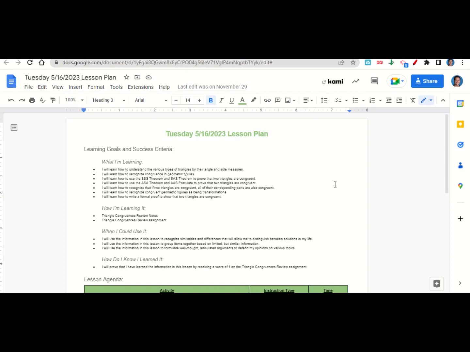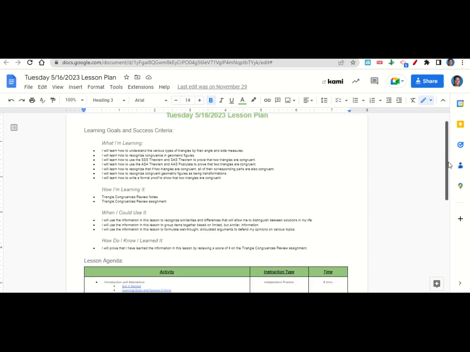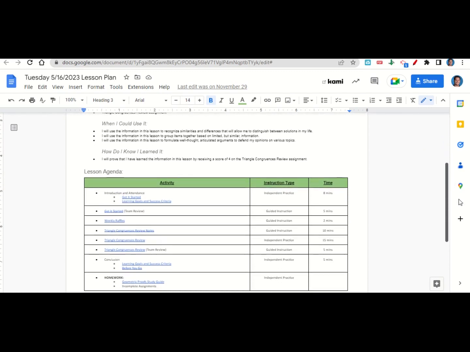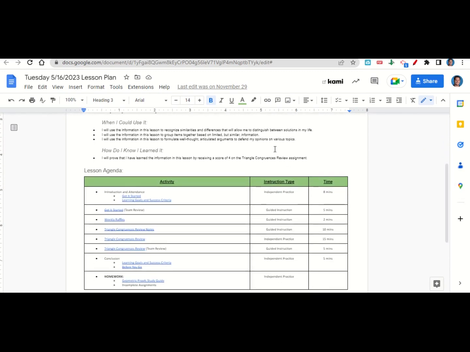How do you know you learned it? By getting a score of 4 on the Triangle Congruences review assignment. Now let's take a look at our agenda for today. We will begin by going over the learning goals and success criteria. While we do that, you'll fill out your Get It Started.